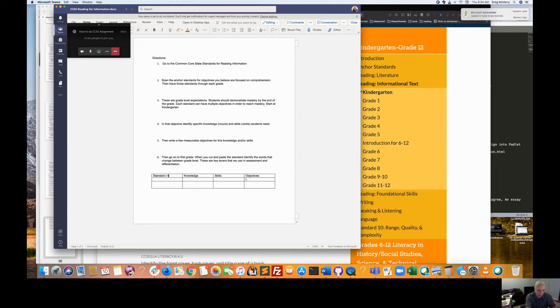All right, so I'm looking at standard R1. And what I have to do then is paste it in. With prompting and support, ask and answer questions about key details in a text. That means kids need to know what a question is. They have to know the definition of a detail. The difference between key details and useless, I guess, useless information, I don't know. But you know what I mean. And then what skills? It says they need to ask questions. Ask and answer questions with help.